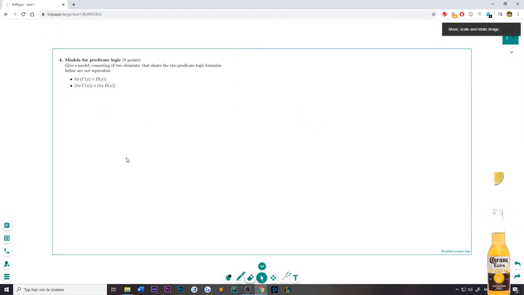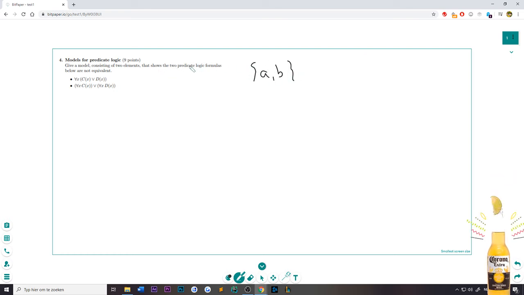Right, so this is from the 2017 resit. It's a question on predicate logic. It's 9 points, and I think these exams go up to 100 points, so this is quite a lot of points for a question. What it's saying is: give a model consisting of two elements. So our model is {A, B}, right? That shows the two predicate logic formulas below are not equivalent.